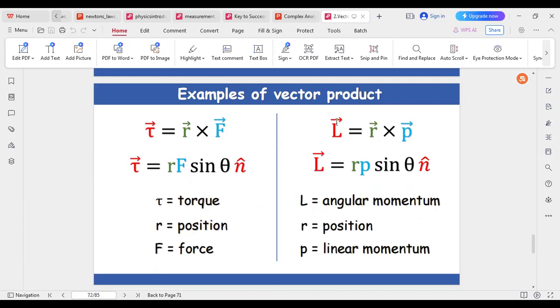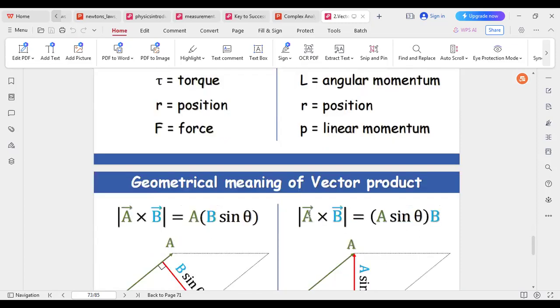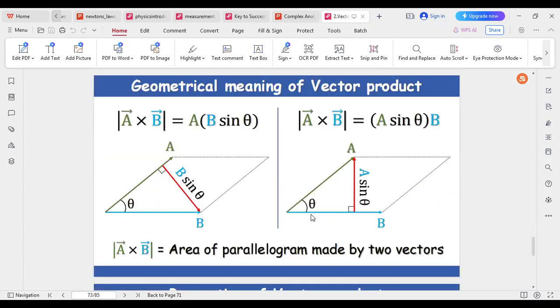Similarly, angular momentum L equals the position vector or radius multiplied by P, where P means linear momentum. So L can be written as r p sin theta, and theta actually indicates the direction. Similarly, for the geometrical interpretation, the magnitude of a vector product will be the area of the parallelogram made by the two vectors.